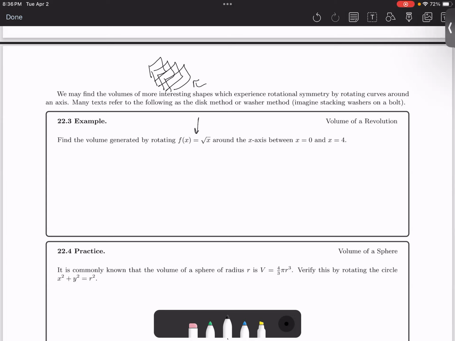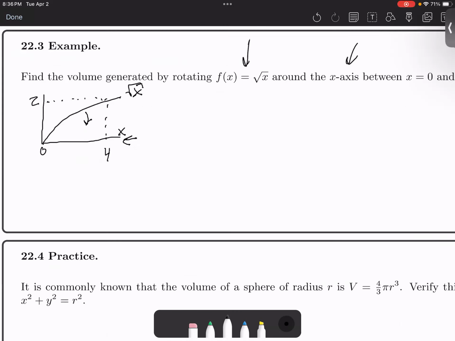Here we find the volume generated by rotating the function, the square root of x. So let's go ahead and draw that. That's the square root of x around the x-axis. So right there is my x-axis. So I'm going to spin this graph in a circle around my x-axis between x equal to 0 and x equal to 4, where the y value, the square root of 4, is a 2. So I'm going to take that curve and spin it in a circle. And it's going to generate something like this.